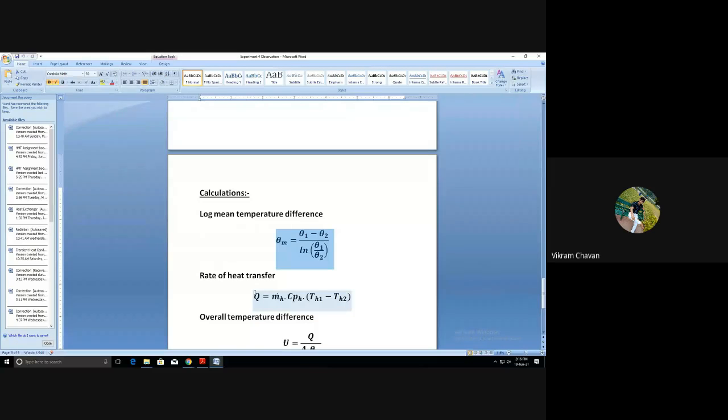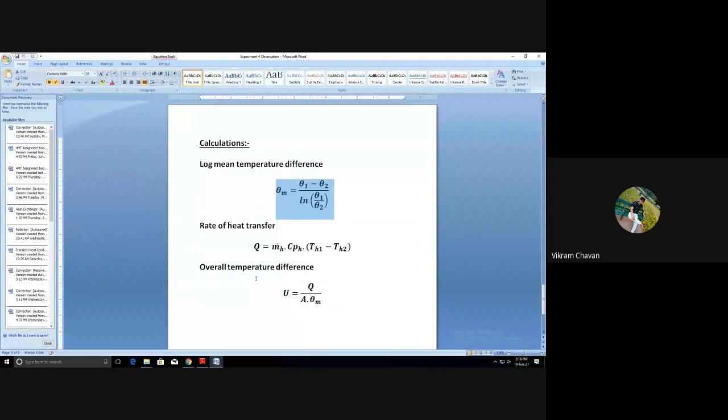So then you can directly calculate the Q. Then further, once you know the Q, you can calculate theta m, the overall mean temperature difference, and then you can calculate the overall heat transfer coefficient.